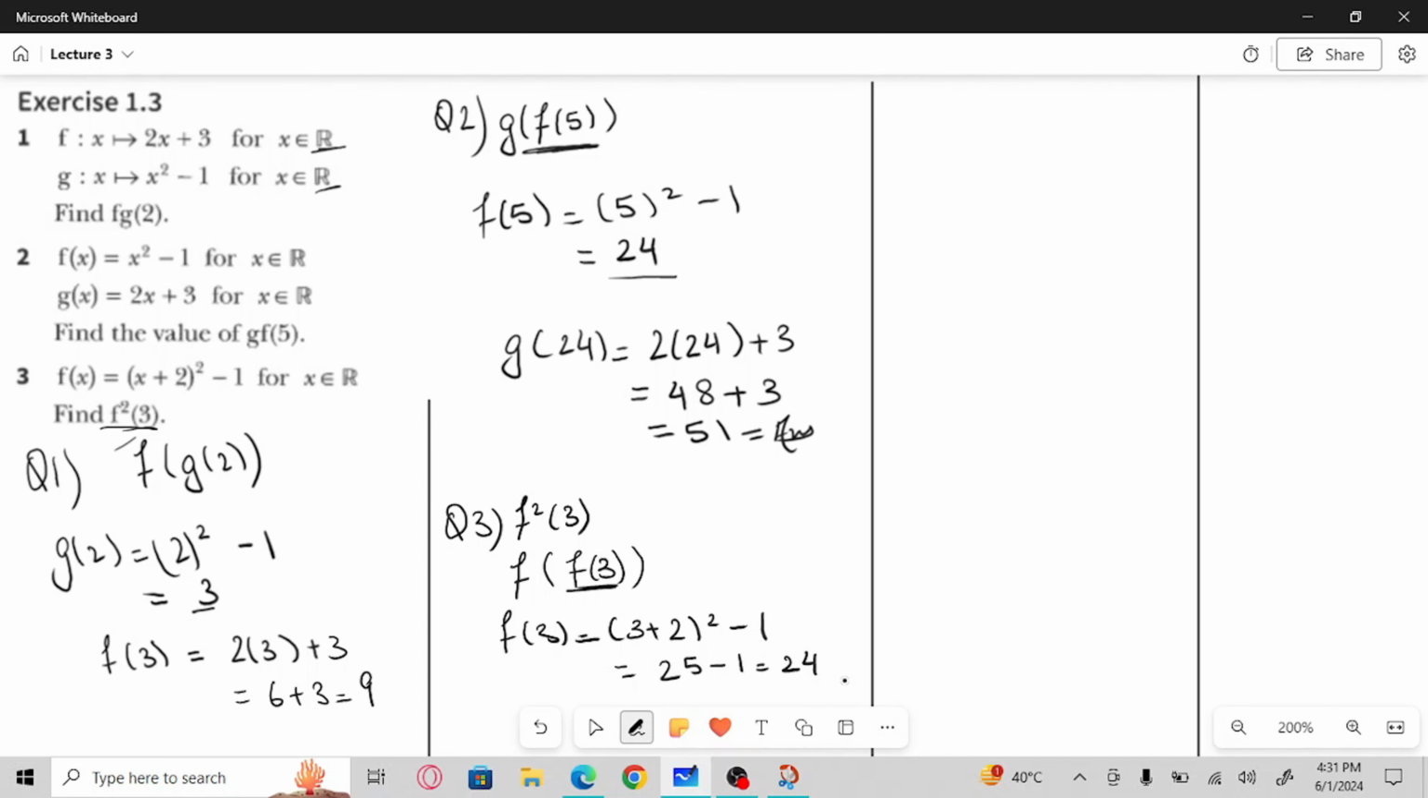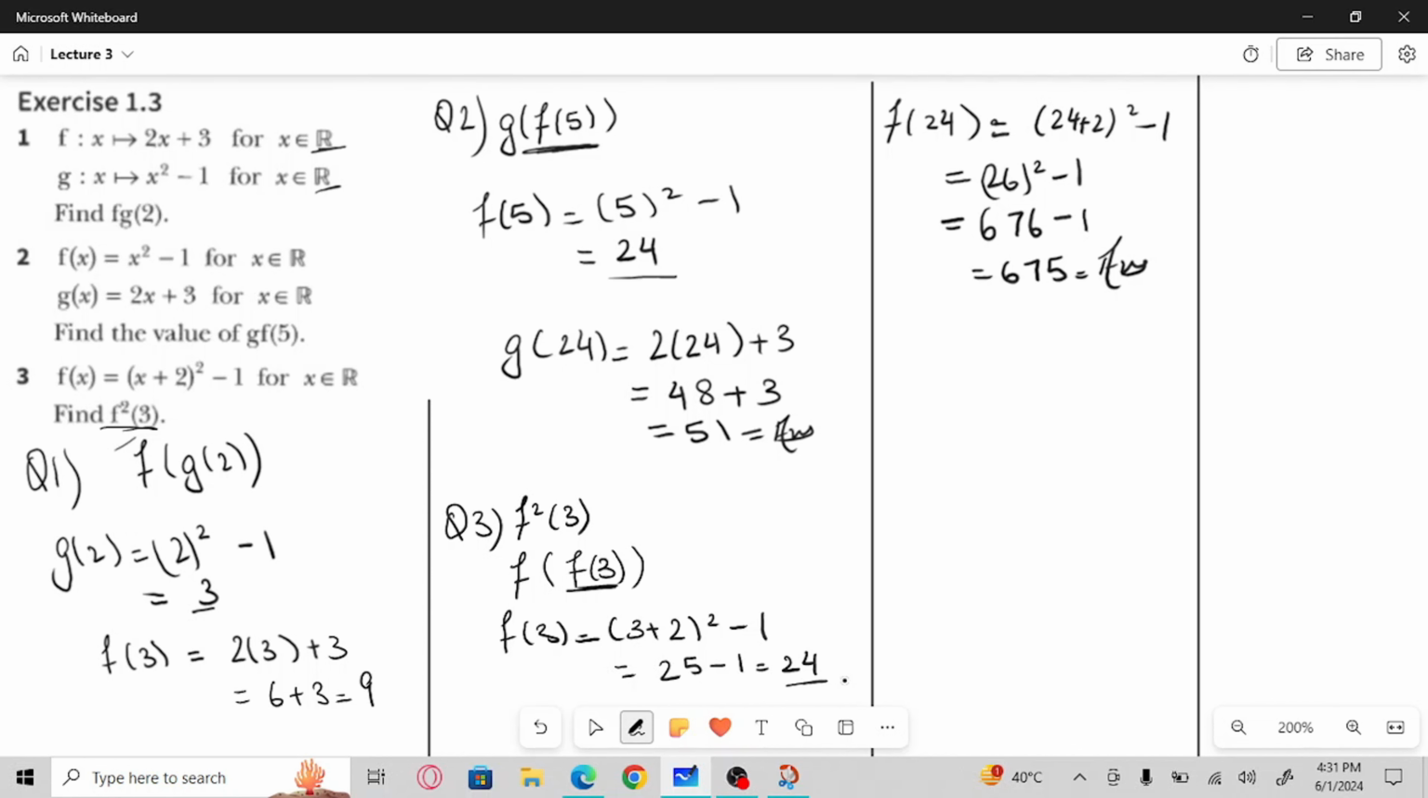Now we will input the value of 24 again into the function f. So f in terms of 24 will be equal to 24 plus 2 whole squared minus 1. 24 plus 2 is 26, whole squared minus 1, and 26 squared is 676, minus 1. 676 minus 1 is equal to 675, which is the answer.